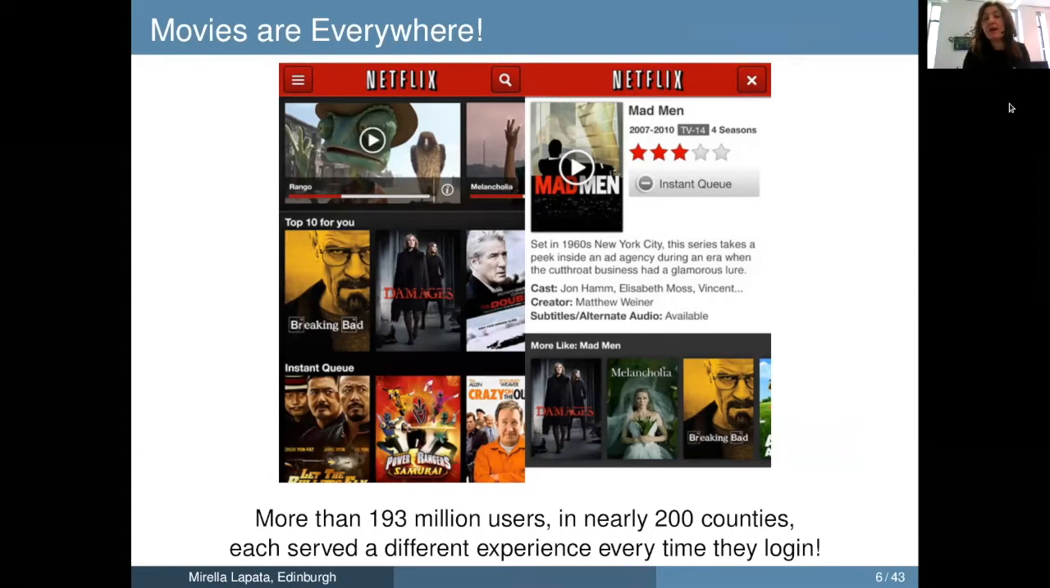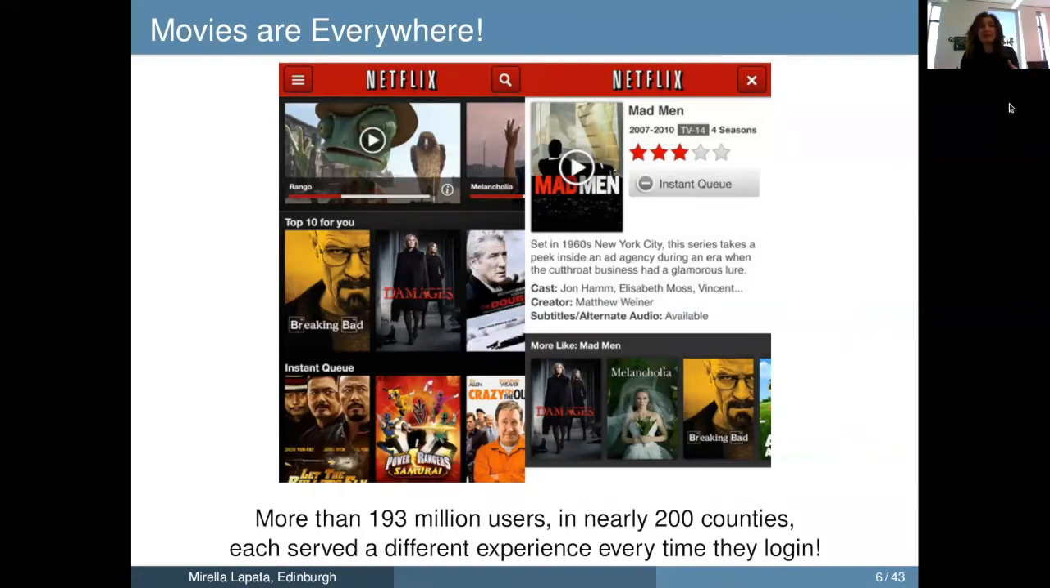They boast 193 million users in approximately 200 countries. And they say that each one of the people, when you log in, is served a different experience. By that, they mean that Netflix itself will recommend different things depending on the things that you've watched in the past. Now, I don't actually know exactly how Netflix's recommendation algorithm works, but they do have one. And it is true that I've tested it with multiple users. We all get different recommendations.